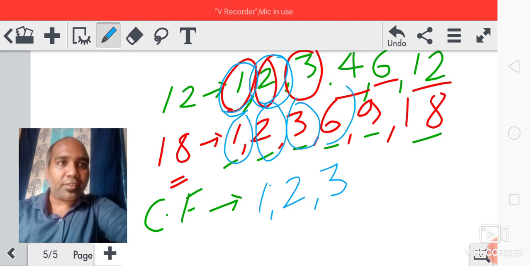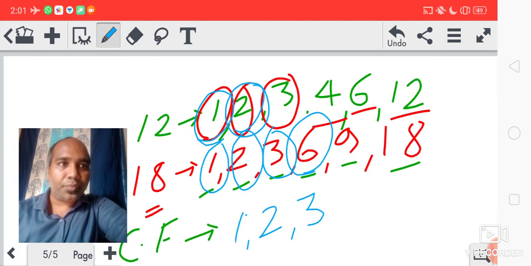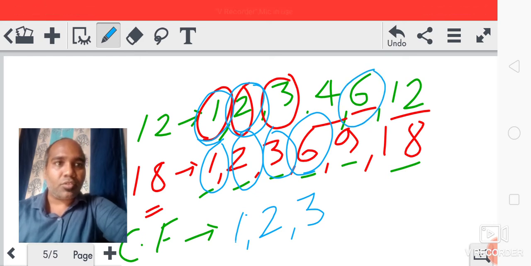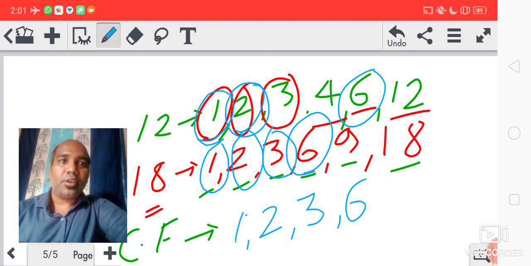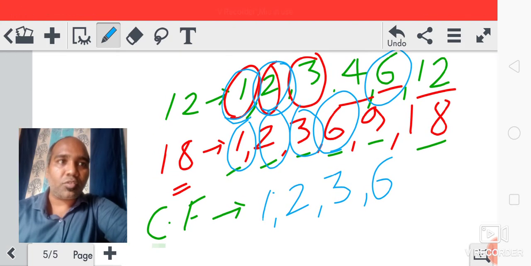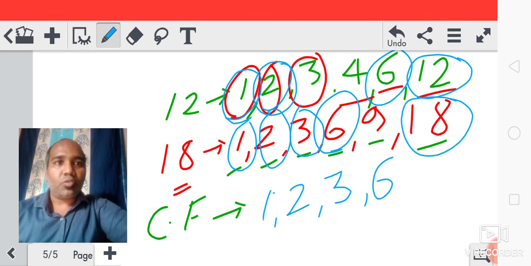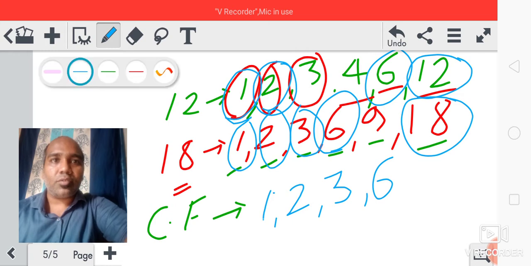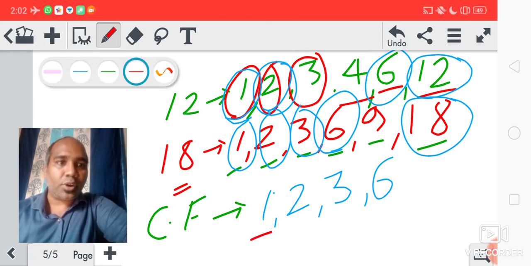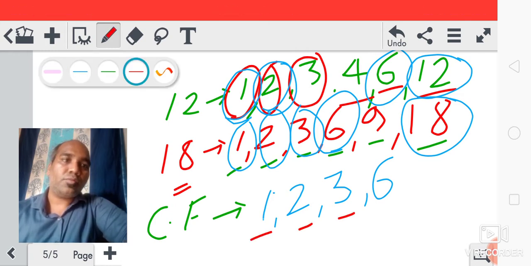Then 6, you can see here 6. So 6 we are getting in both. So 6 is a factor of 12 also, 18 also. So 6 is a common factor. 12 we don't get in 18. 18 we don't get in 12. So what are the common factors? The common factors are 1, 2, 3, 6.